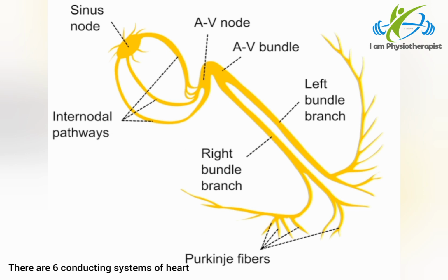There are 6 components of the conducting system of the heart. Number 1. Sinoatrial node or SA node. Number 2. Atrioventricular node or AV node. Number 3. Atrioventricular bundle or AV bundle or bundle of His. Number 4. The right branch of AV bundle. Number 5. The left branch of AV bundle. Number 6. The Purkinje fibers.